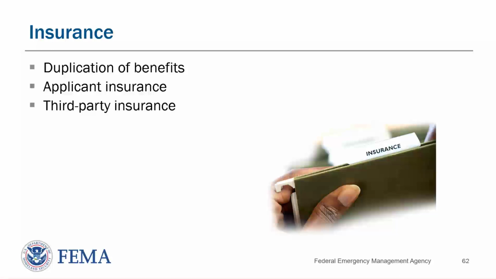So if something could be funded by another federal agency or by your insurance provider, you have to apply to your insurance provider first. FEMA is the funder of last resort. We cannot duplicate benefits. So again, that's the second point too, making sure you look at your insurance policy, and also if you have any third-party insurances.